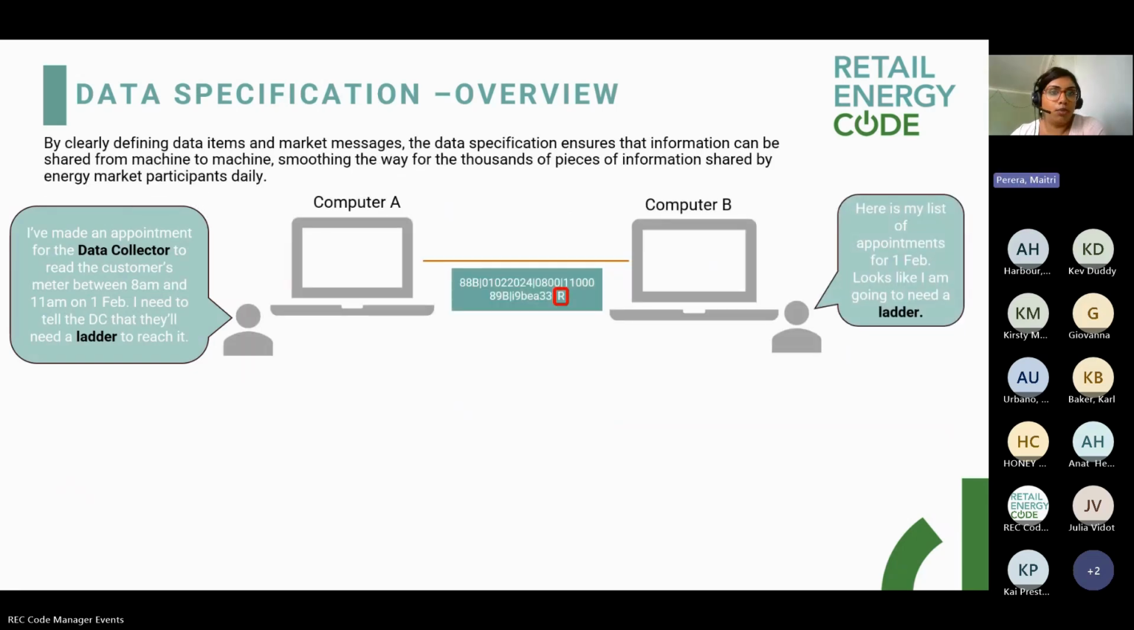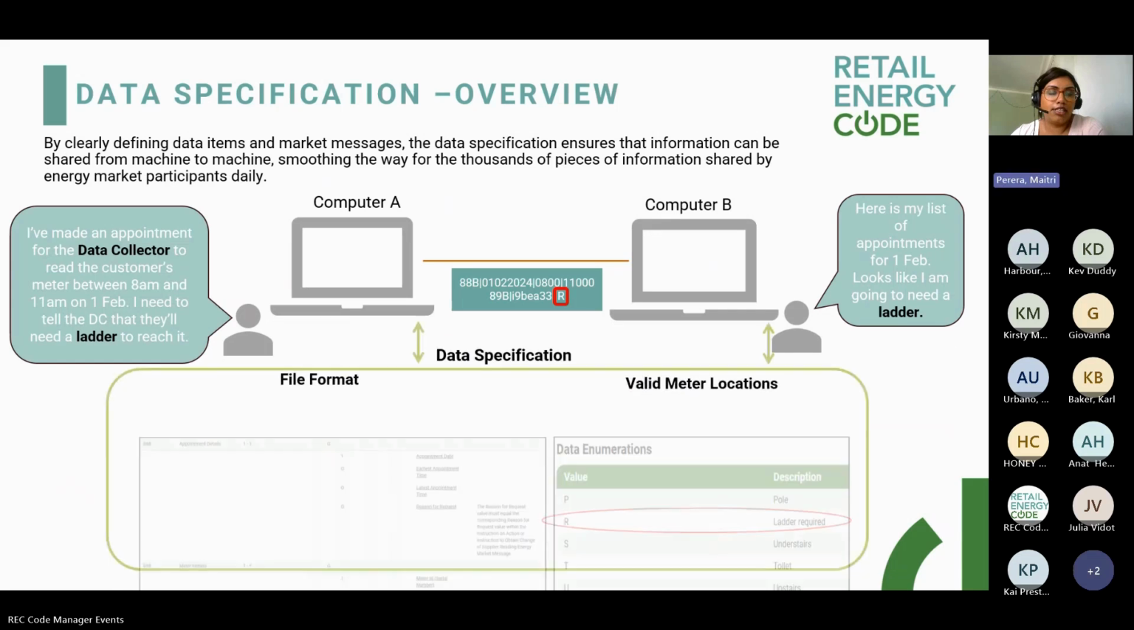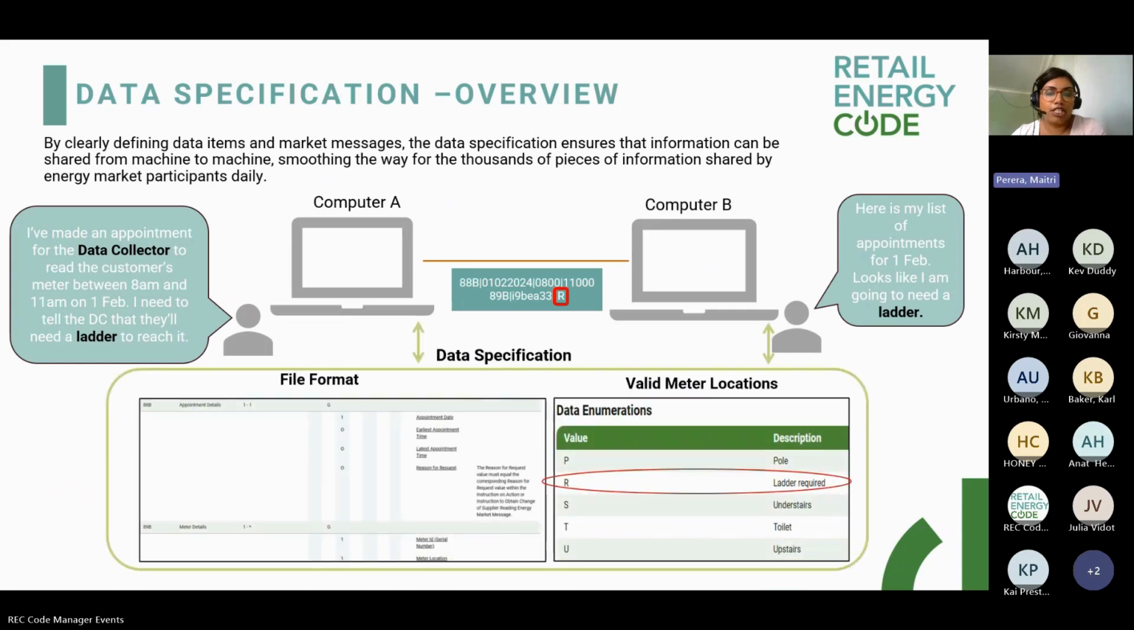So we've just got an example of this here, of the data specification. In this example, we can see how by clearly defining data items and market messages, the data specification ensures that information can be shared between parties, machine to machine.